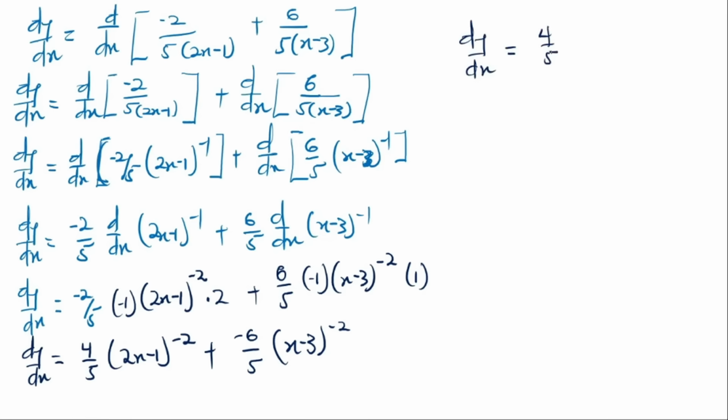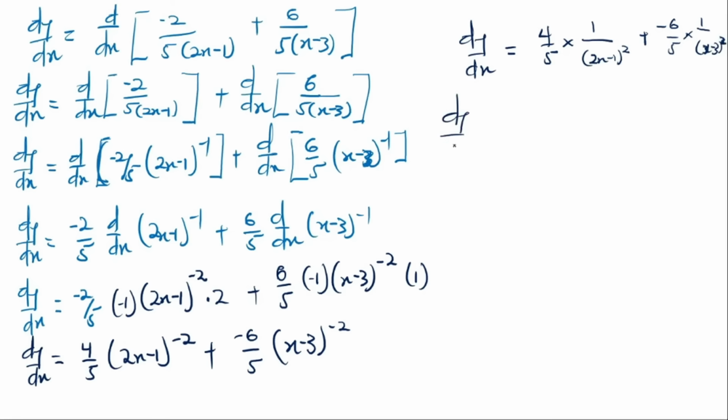4 on 5 multiplied by 1 over 2x minus 1 all squared, then plus negative 6 on 5 multiplied by 1 over x minus 3 squared.